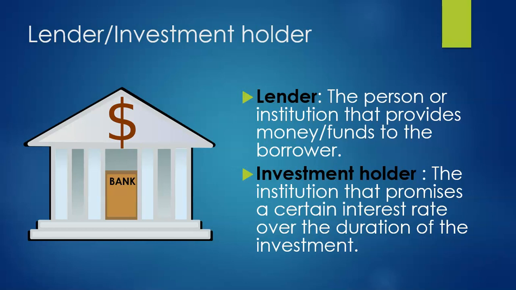So we need to look at some of the terms and concepts before we actually start looking at the formula for compound interest. So let's look at who's a lender or an investment holder. You're looking at a lender when you decide to borrow a certain amount of money from a bank. Maybe you're buying a house or buying a car. Then you need a lender. In that case, you're borrowing funds from a bank. The other scenario is when you are making an investment into an institution by depositing a certain amount of money into a bank, and that's when the same becomes an investment holder for you.